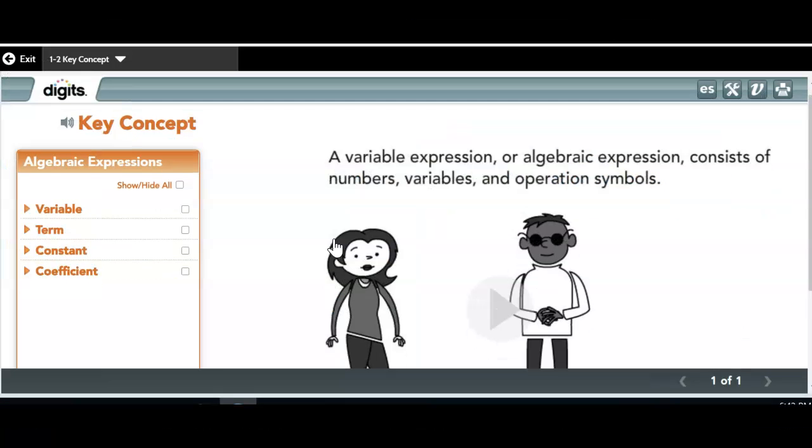All right, we're going to go ahead and get started with lesson 1-2. Make sure you have the guided notes out in front of you.